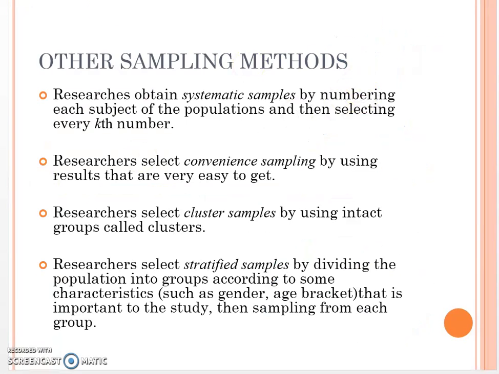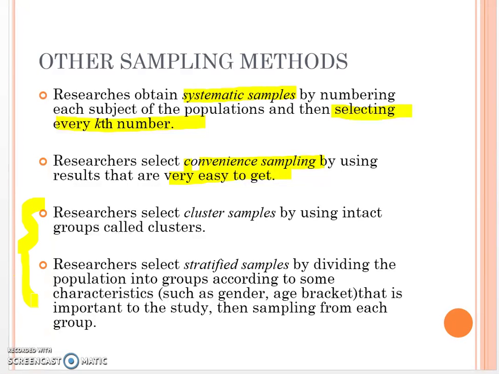Some other sampling methods that we use quite often are systematic samples. This is very easy to see. A lot of times you number each subject and then select every k-th object. Convenience sample, by using results that are very easy to get, such as your friends, your family members, anything that's convenient to you, the researcher.